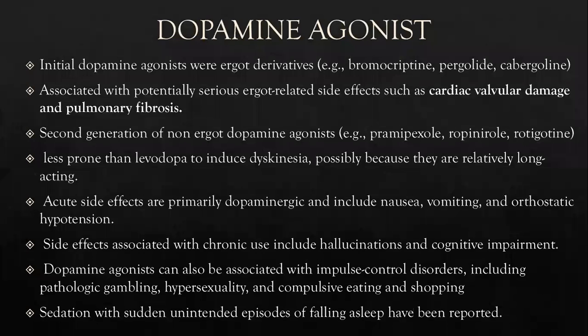Coming to the next drug, there is dopamine agonist. Initial dopamine agonists were ergot derivatives: bromocriptine, pergolide, or cabergoline. It is associated with potentially serious ergot-related side effects like cardiac valvular damage and pulmonary fibrosis. Second generation non-ergot dopamine agonists are pramipexole, ropinirole, and rotigotine. They are less potent than levodopa to induce dyskinesias, possibly because they have a relatively longer half-life.